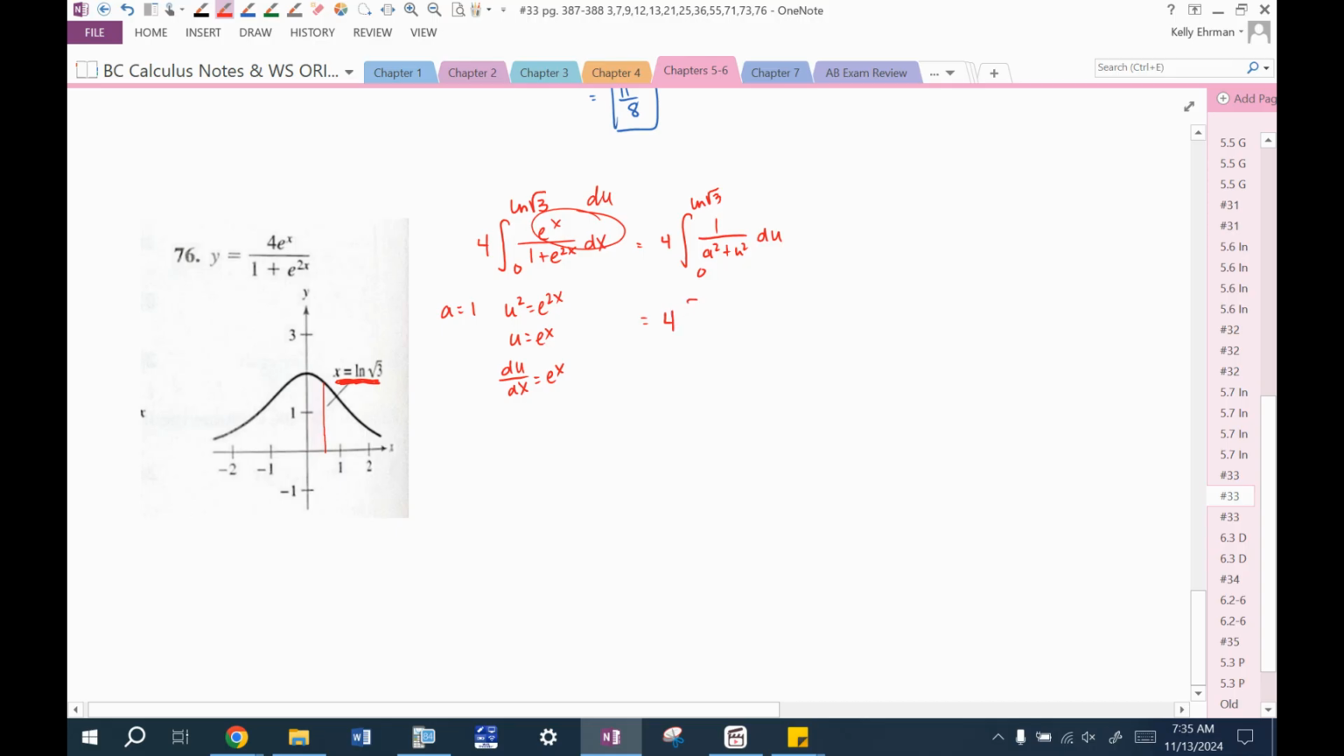So 4 times 1 over a, arctan of u over a, evaluated from 0 to ln radical 3. Arctangent of e to the natural log of radical 3. This is a log exponential property. The base e and the natural log cancel each other out. They're inverse operations, and you're left with radical 3. And then e to the 0 is 1.